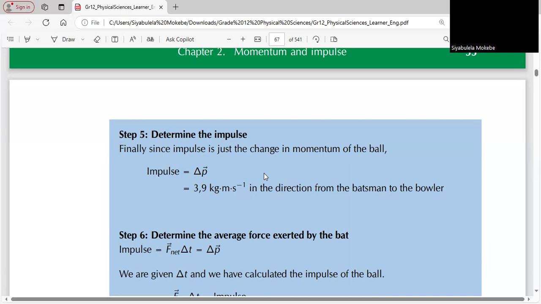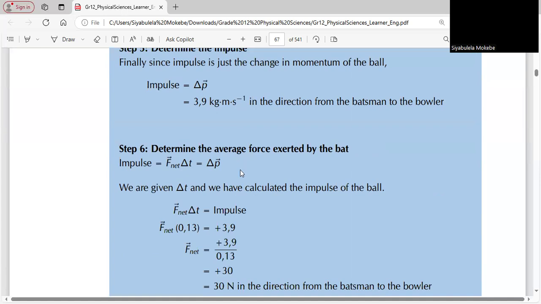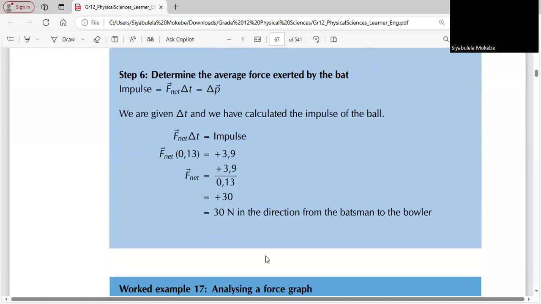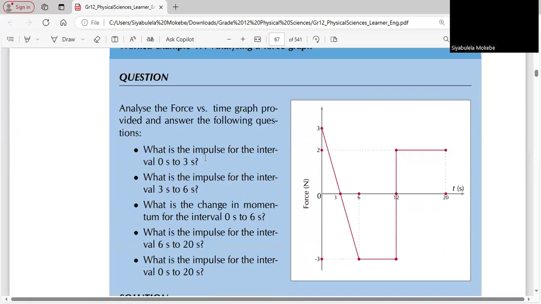3.9 kilograms meters per second in the direction from the batsman to the bowler. Then to determine the average force, divide by time, and that is going to give us 30 Newton in the direction from the batsman to the bowler. Right now, let's analyze the force graph.